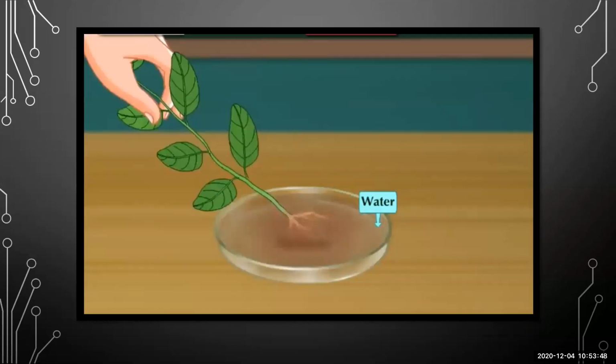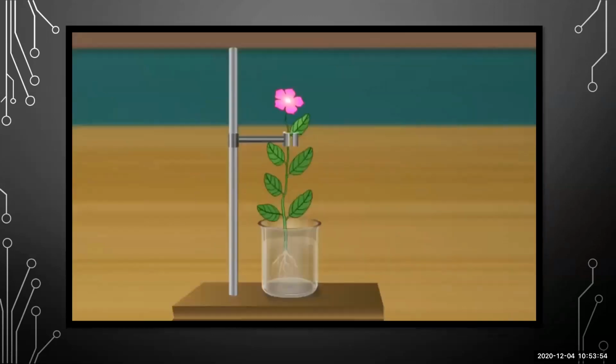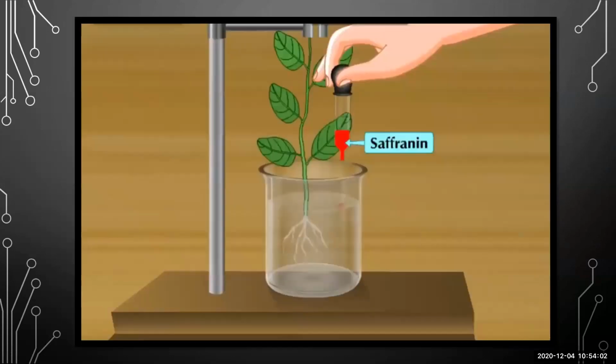You can see in the petri plate the water has been taken and the roots of the plants have been washed. Then this plant has been set in the beaker where the water has been taken, and in this water the saffranin dye, or eosin, can be used. Either saffranin or eosin, which is a red color dye, can be used. And after that it has been set for 2 to 3 hours.